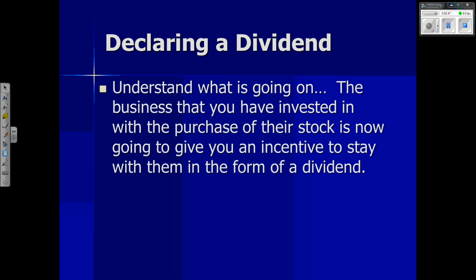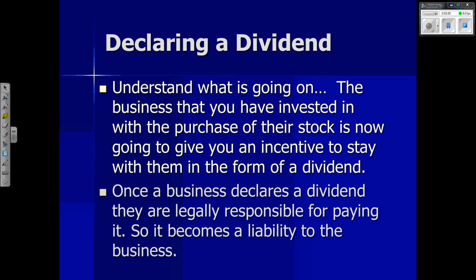Let's understand that the business you've invested in is now going to decide to pay you, or give you an incentive to stay with them, in the form of a dividend. A dividend is simply a check or a value that they're going to give each share of stock, and they're going to pay it to you that way. Here's the downside of it. Once the business declares a dividend, they are legally responsible to pay that dividend. So it becomes a liability. So it's a payable for them.